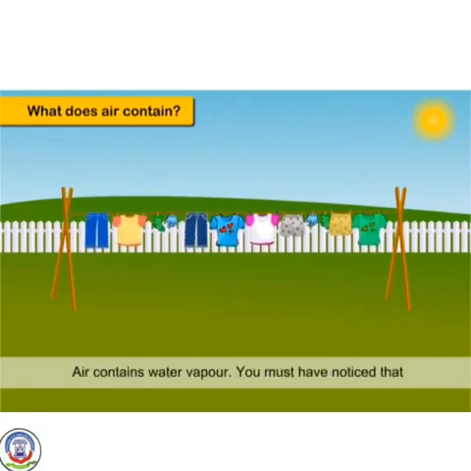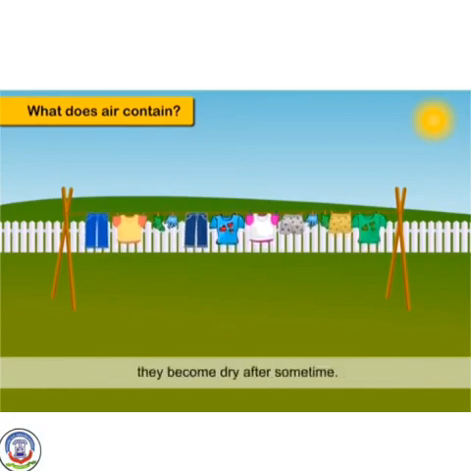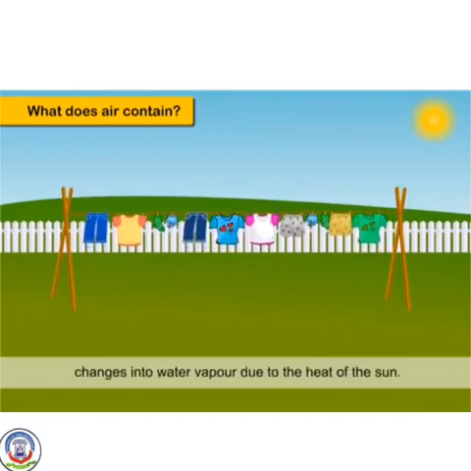Air contains water vapor. You must have noticed that when your wet clothes are put in the sunlight, they become dry after some time. Have you ever wondered why? This is because the water from the wet clothes changes into water vapor due to the heat of the sun.